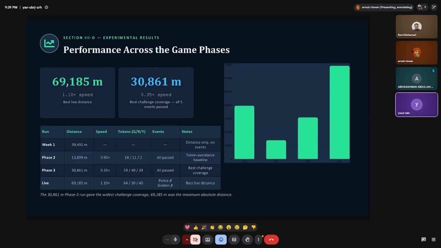But in the live run, we did a great distance, 69 thousand with the speed 1.1, and for the tokens, the difference between the green and red is very far, 64 versus 30 and the yellow 40. But we failed on the police and the golden line. This was the best live distance, and the best challenge coverage was 13,000 meters. That's all I have, and you're going to jump to Danny.